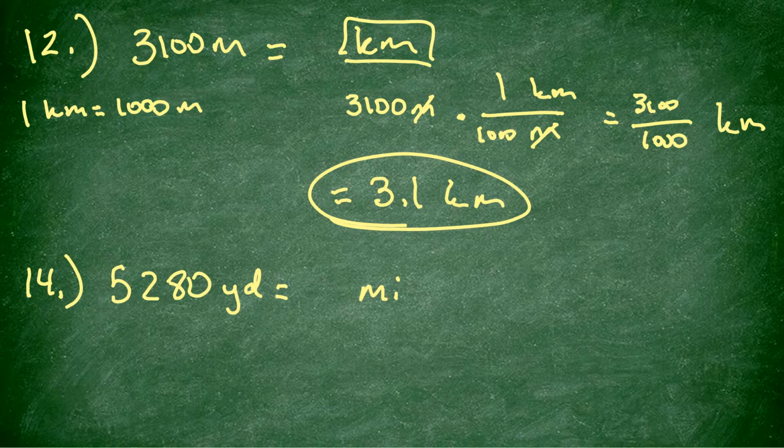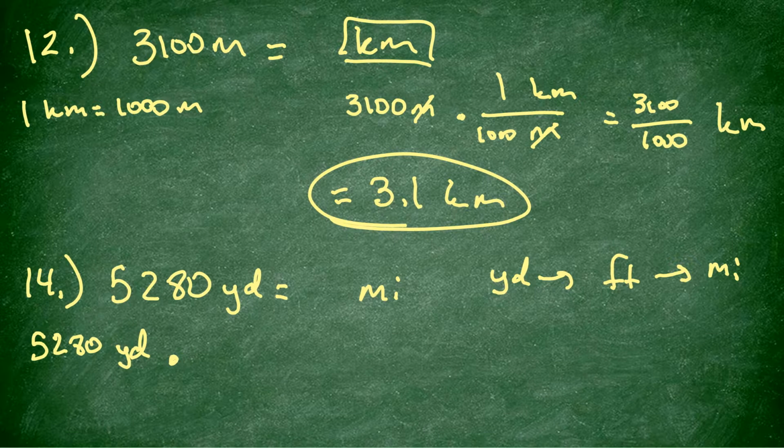But I have to remember, I'm going to go yards to feet. Then I'm going to turn my feet into miles. Alright? So I start off with 5,280 yards. I don't know how many feet that is. So I'm going to multiply by feet over yards, because I want the yards to cancel and I want the feet to show up, so I can eventually turn them into miles. So I know that there are 3 feet every 1 yard. That's from my conversion table.